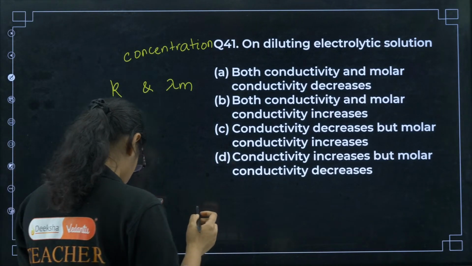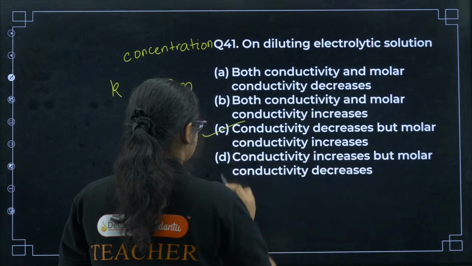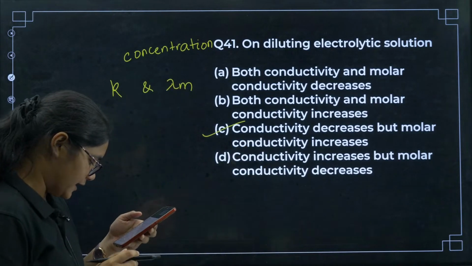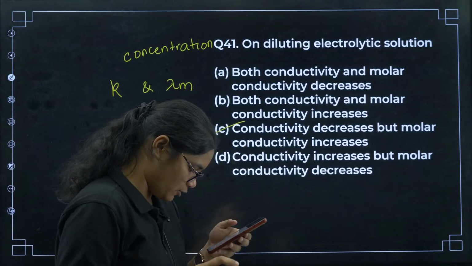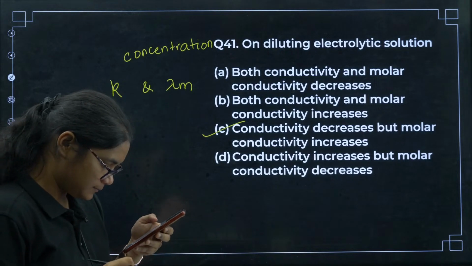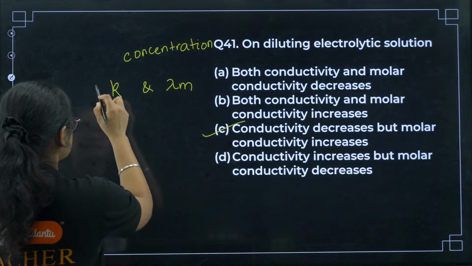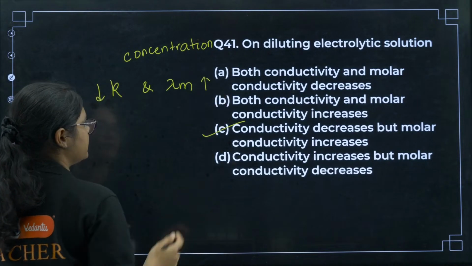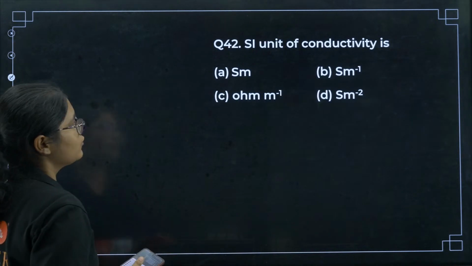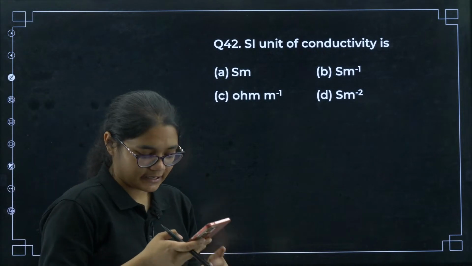41C. Yes, Ananya, you are correct. Yes, so Uday and JKBGM, all of you are correct here. Okay, so conductivity kappa will decrease and lambda m will increase. Next, question number 42. SI unit of conductivity is?